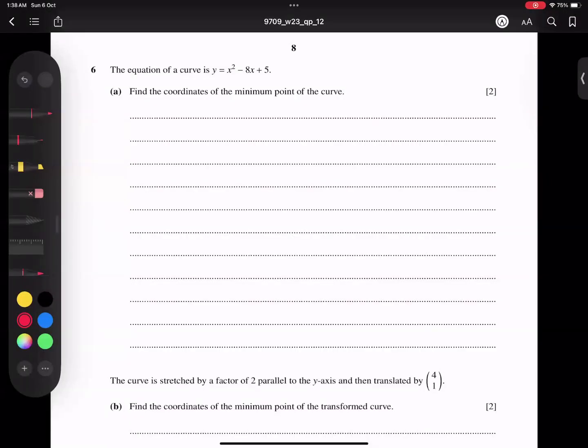We'll have a look now. This is October 2023, 12 variant, question number 6. It says the equation of the curve is given, and find the coordinates of the minimum point. And how we can do it is very clear.